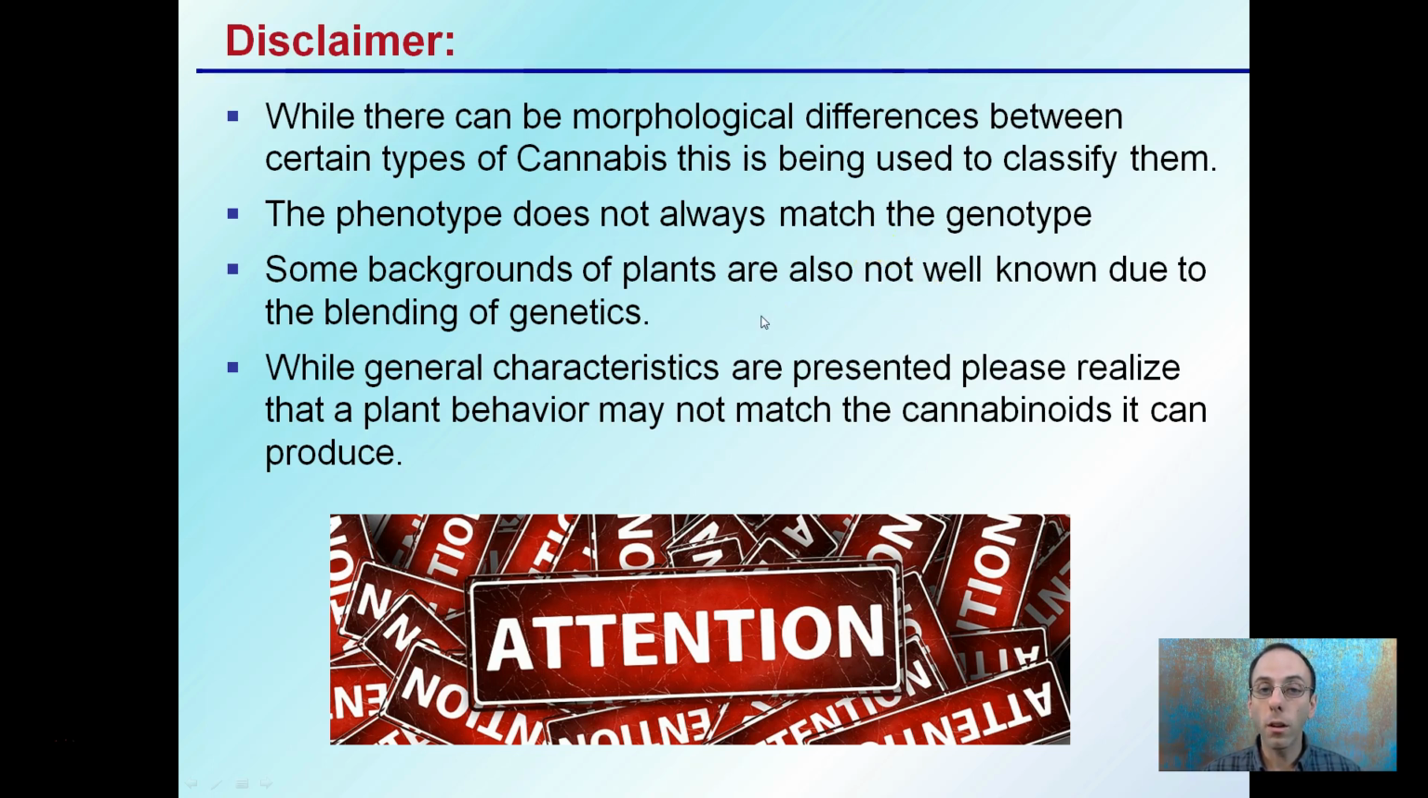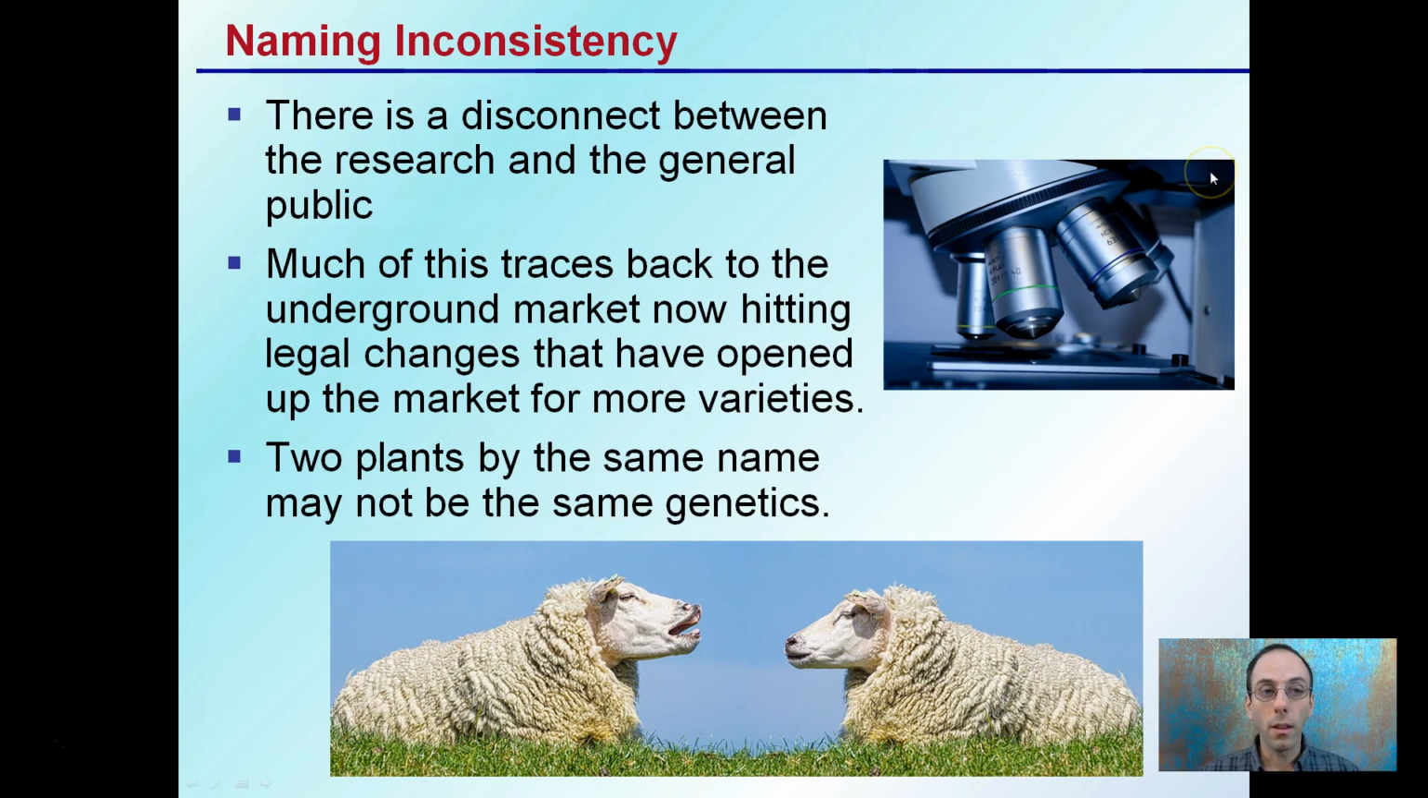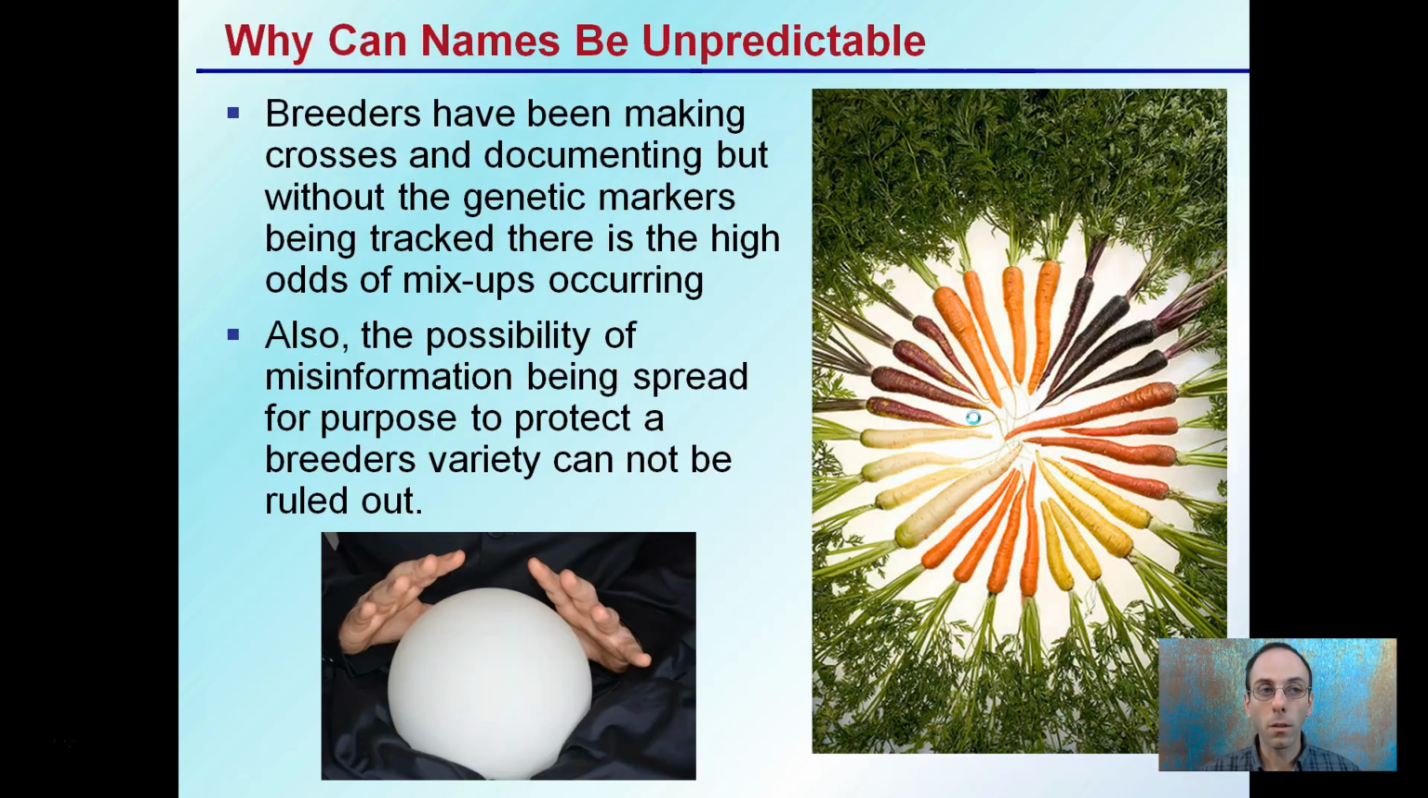Some backgrounds of plants are also not well known due to the blending of genetics. And while general characteristics are presented, please realize that plant behavior may not match the cannabinoids it can produce. So with this naming inconsistency, there's a disconnect between research and the general public. Much of this traces back to the underground market, now hitting legal challenges that have opened up the market for more varieties. Two plants by the same name may not be the same genetics. So we're getting into something that may look initially the same, but when we go into the microscope and look at the scientific end of it, we're seeing some great differences that do occur.